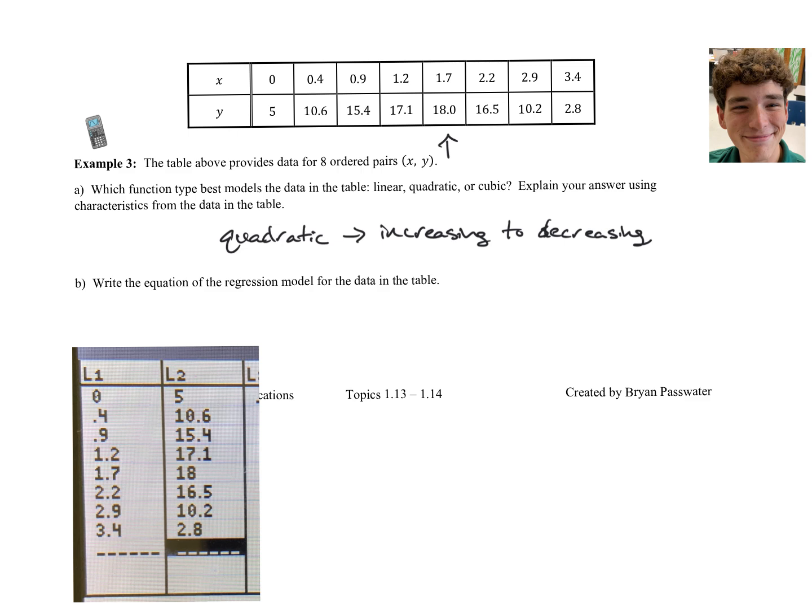Now we have our X list is L1, our Y list is L2, and we're going to store our regression. I'm going to store it as something different than Y1 this time. So I'm going to press alpha, regression, and store it as Y2. That way I can keep Y1. And then I'm going to calculate.